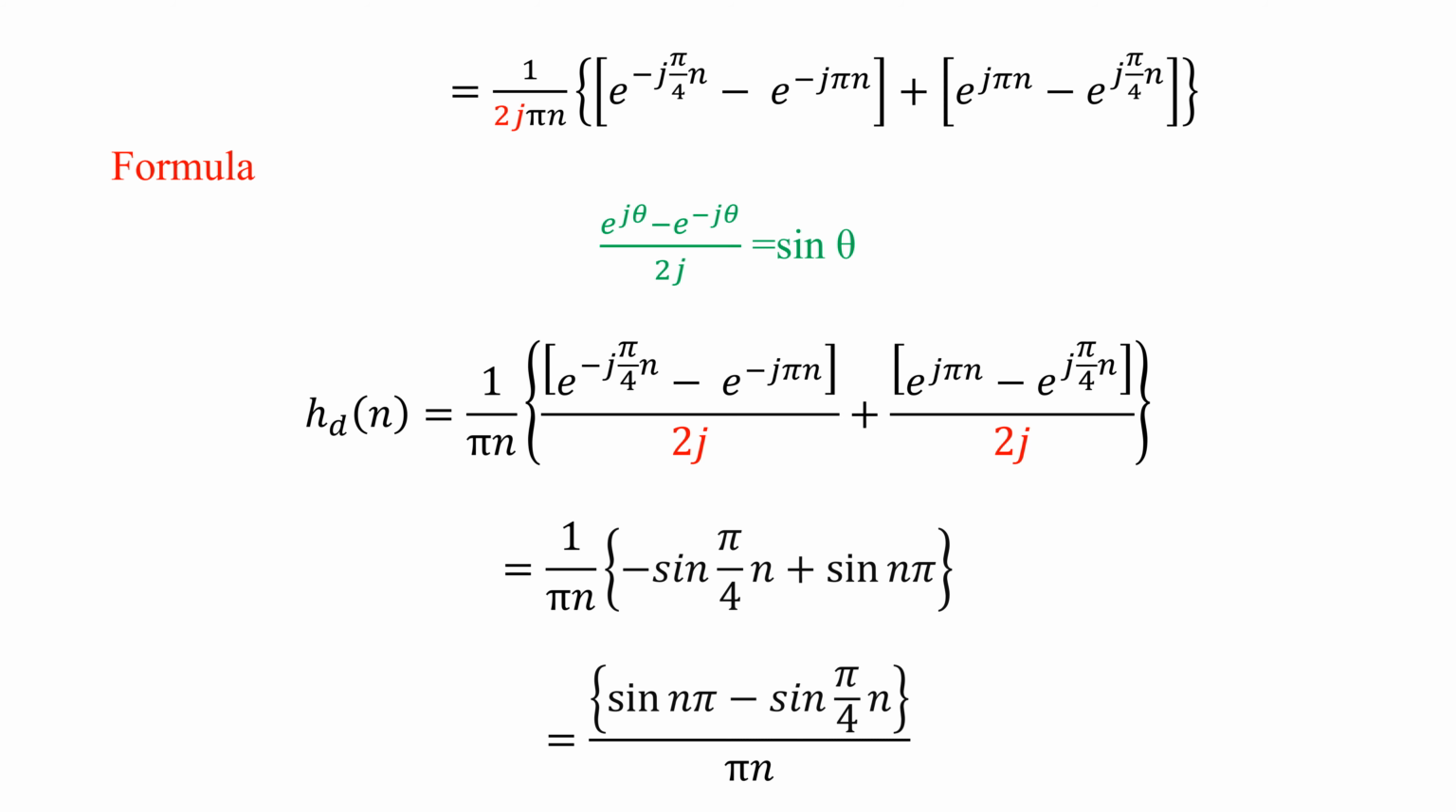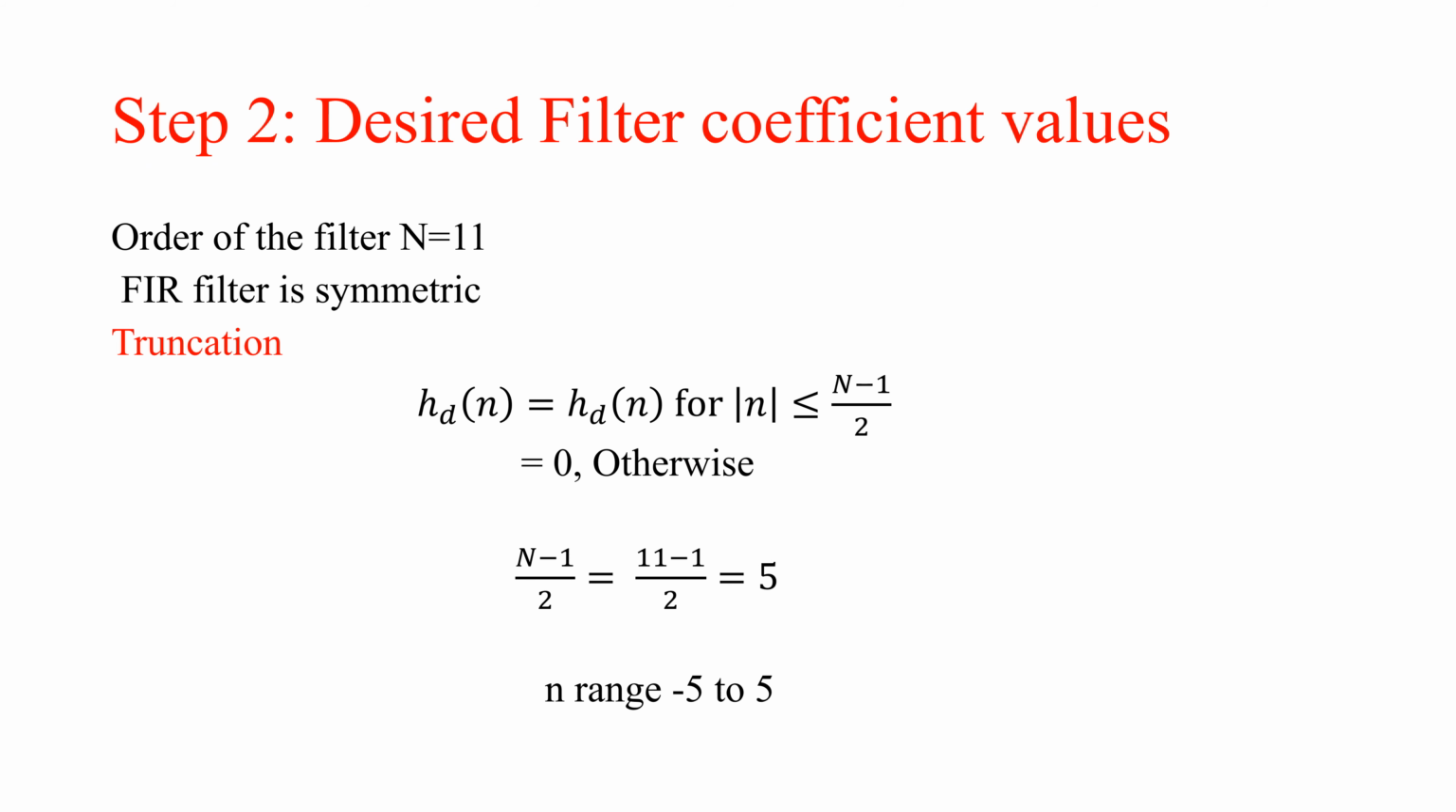Now we take the jn outside, and then we want to simplify it because the equation is in the form of e power j theta minus e power minus j theta. To convert our equation into the form of sin theta, we have to move the 2j inside so that we get the new equation with sine. In the previous step, we got the desired filter coefficient function.